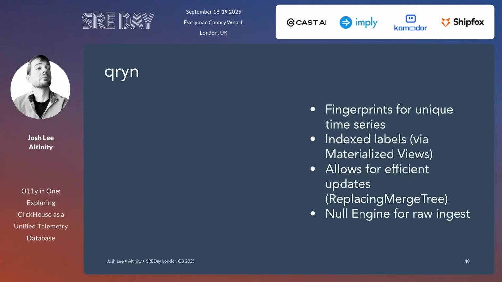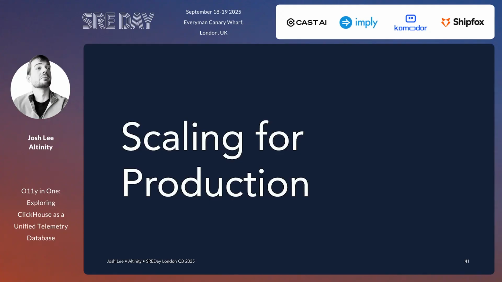Querying, as I mentioned, uses fingerprints for the unique time series. It has indexed labels so that we can find them really fast. It does use replacing merge tree, so you can actually update your data in querying, which, as I mentioned, is not a common use case in observability, but you can do it. And it uses that null engine for that fast in-memory ingestion.